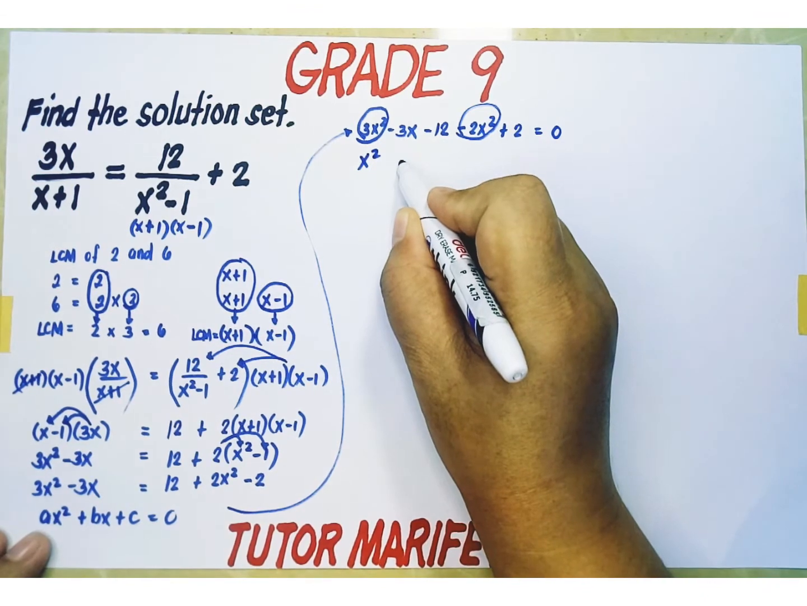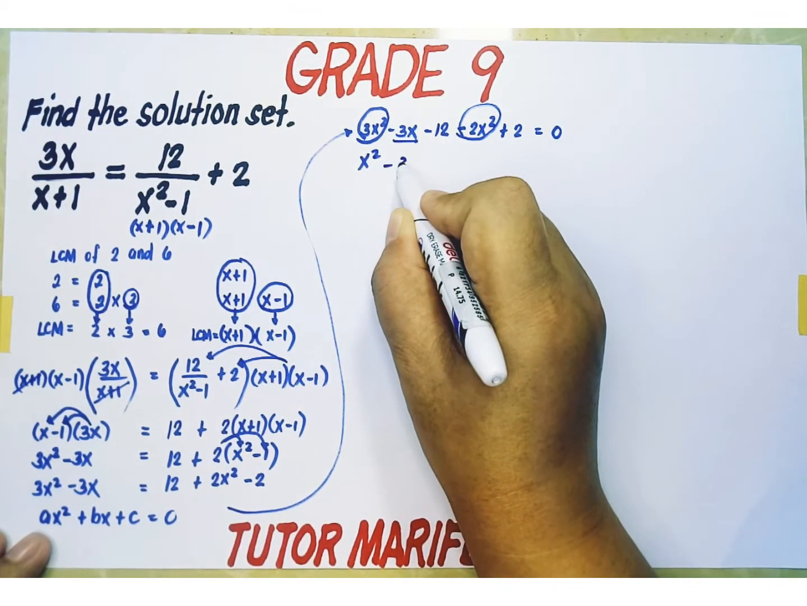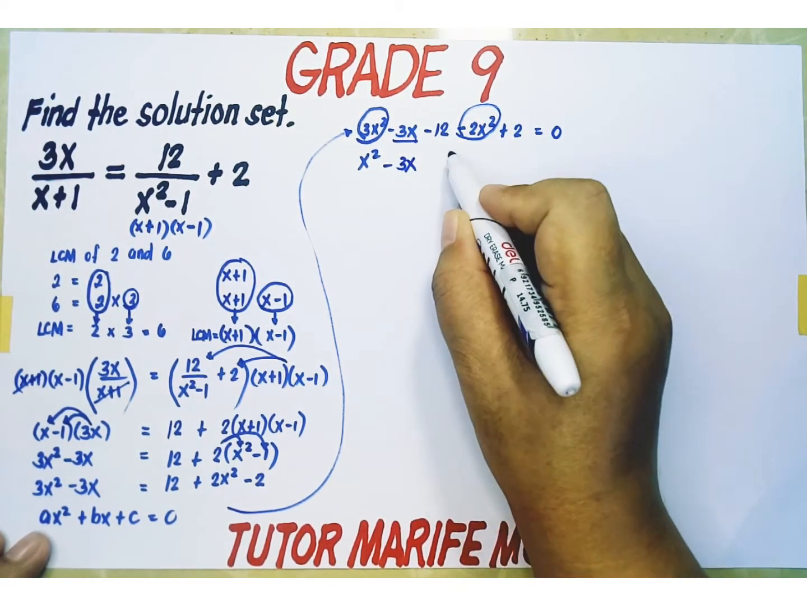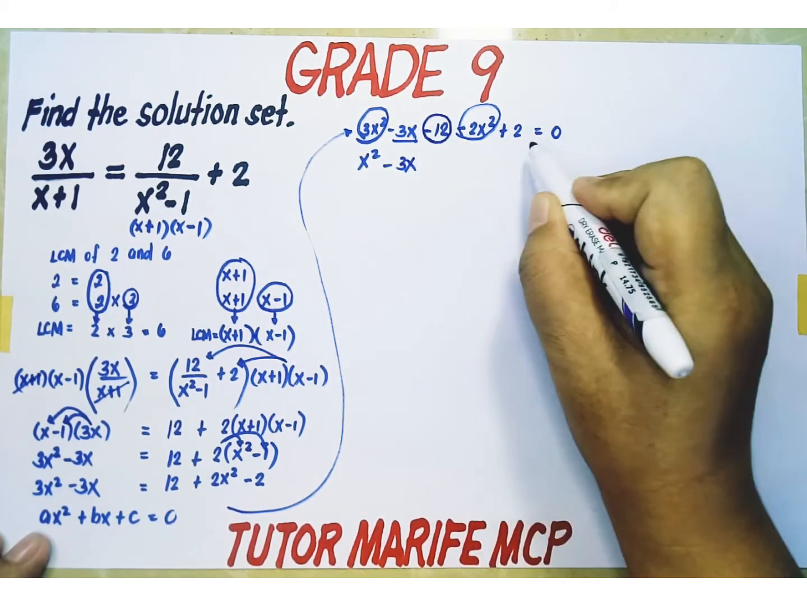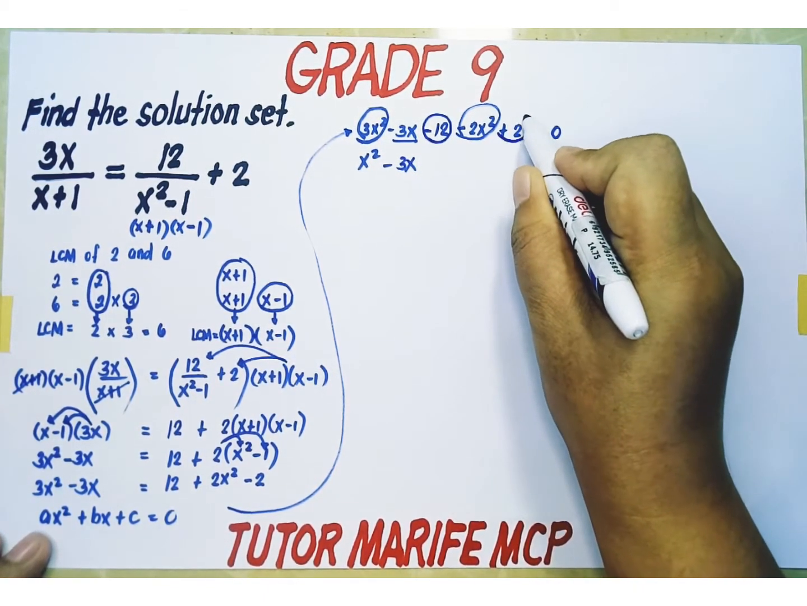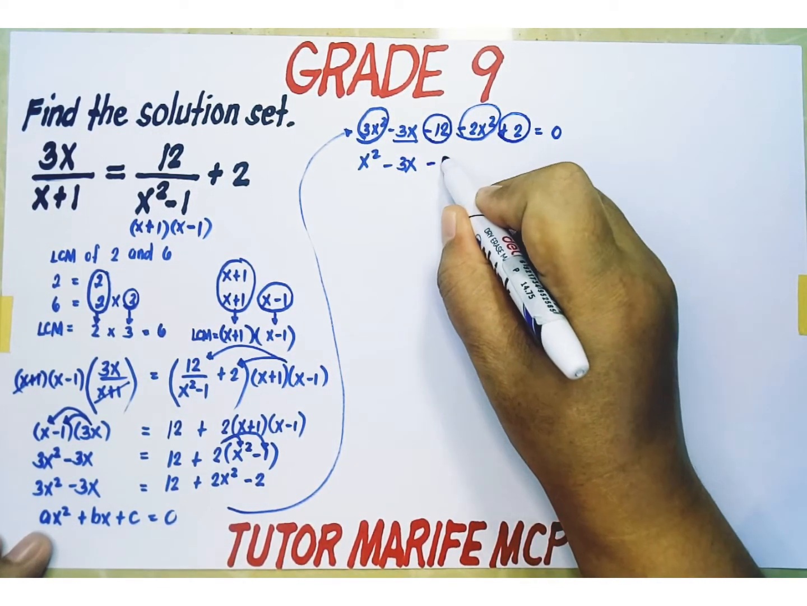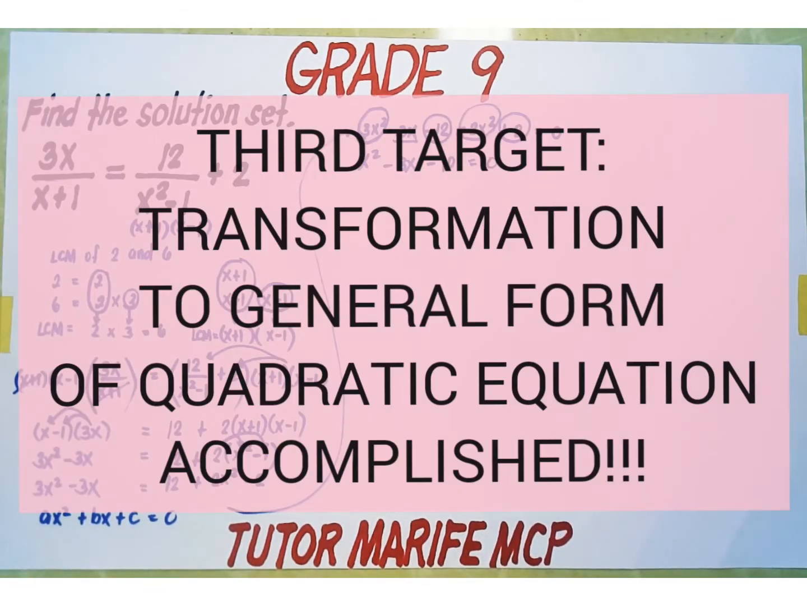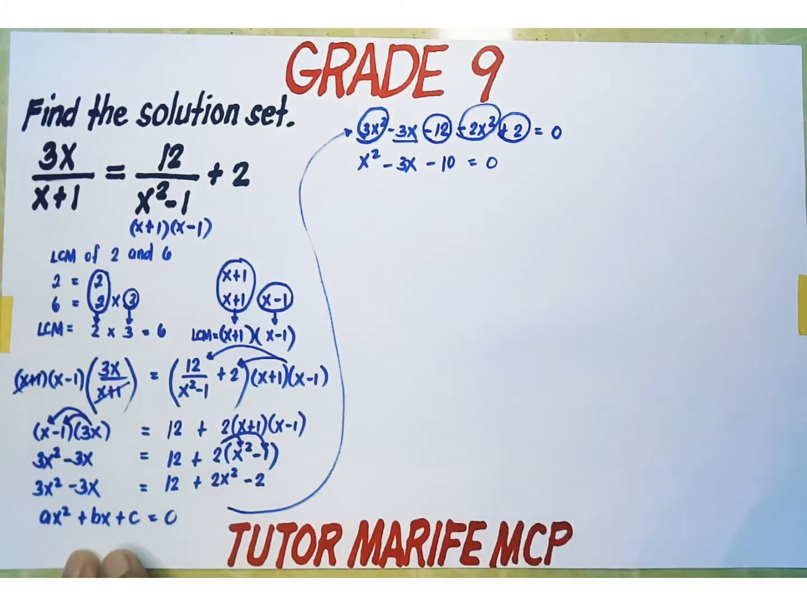So, susunod, ang first degree term, it's negative 3x. Susunod, ang constant term. May dalawa tayong constant term dito. They are similar, so we combine them. Negative 12 plus 2 is negative 10 equals 0. So, yung step natin dito, kapareho na ng ating general form.